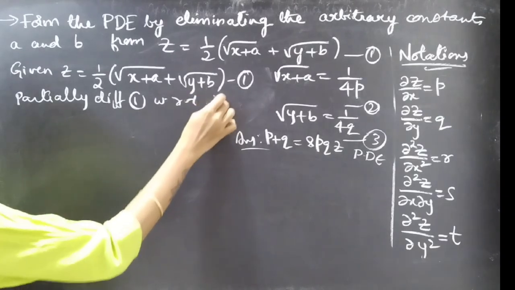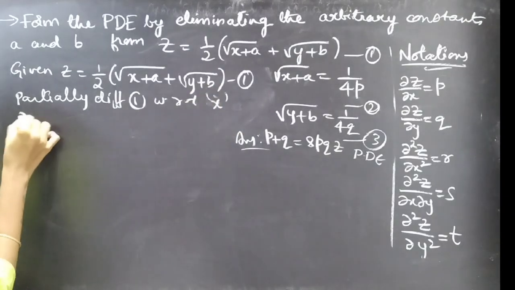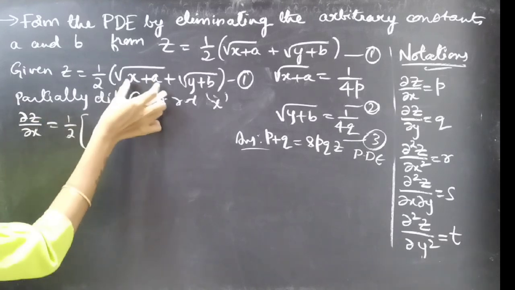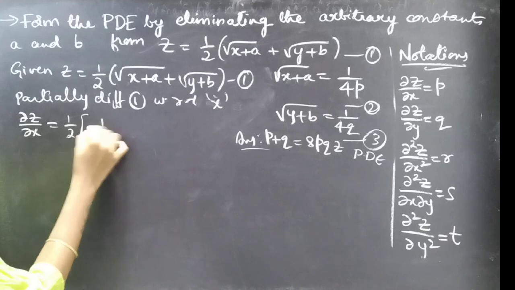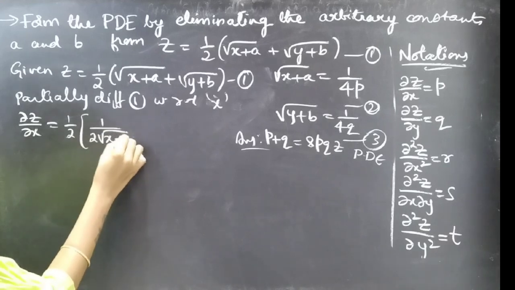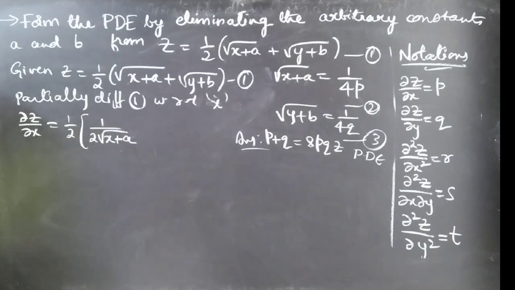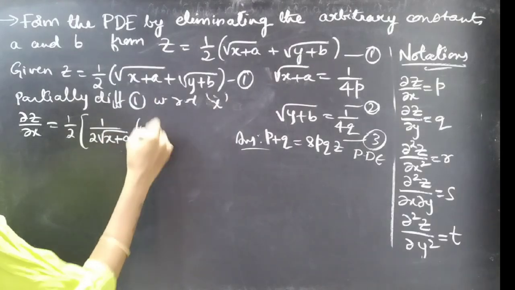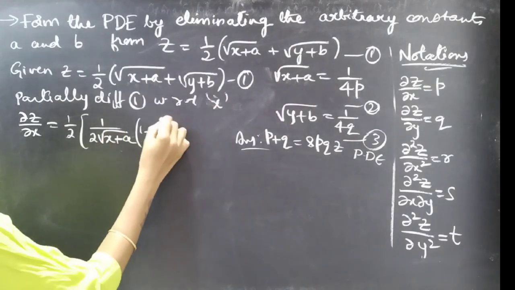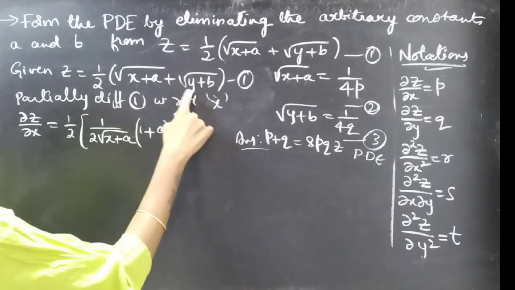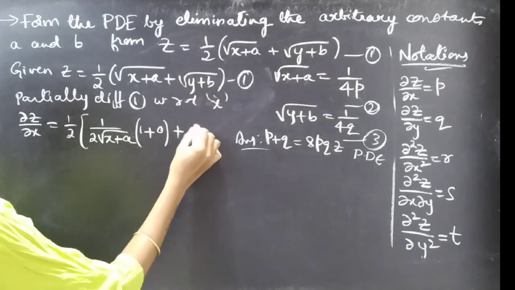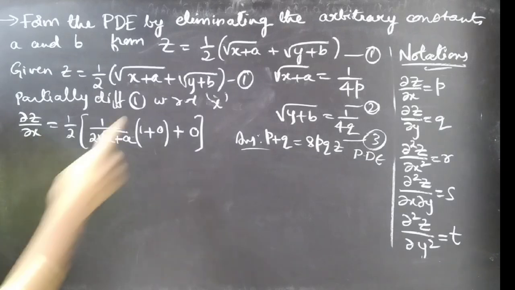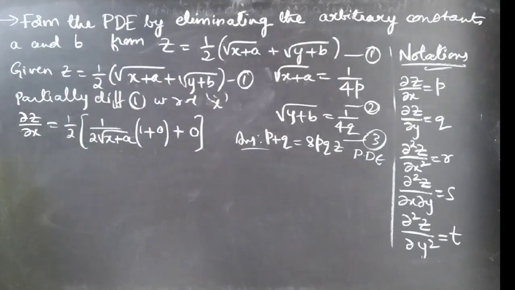Sorry, with respect to x. So we'll get ∂z/∂x equal to 1 by 2 into the partial derivative of x, square root of x plus a, is 1 by 2 square root of x plus a into the inner derivative. The partial derivative of x with respect to x is 1, plus the partial derivative of a constant with respect to x is 0. Since we are partially differentiating with respect to x, we'll treat y as constant.